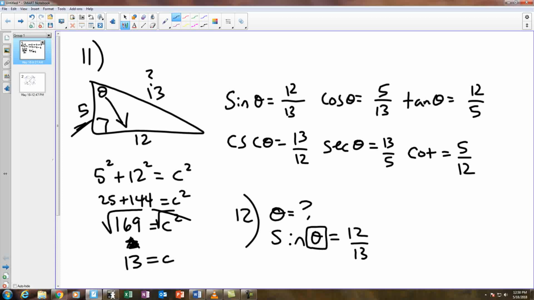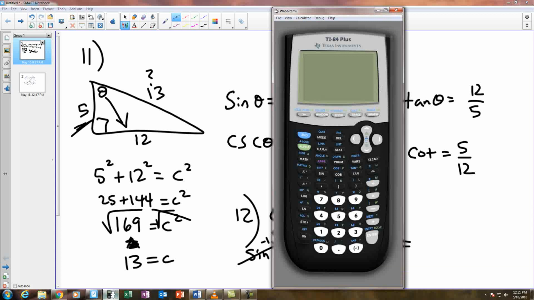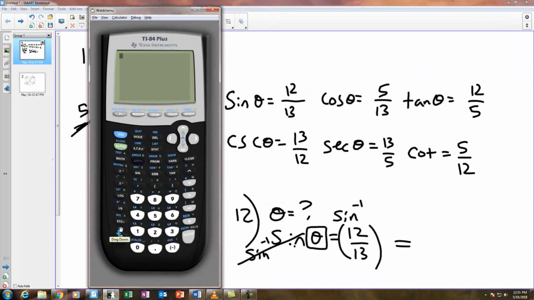To do that, we're going to have to remove this sine function. To remove a sine function, we use a sine inverse. So I'll take the sine inverse of both sides, and that should give me theta all alone. So I'm going to grab my calculator, and I've already checked that my mode is in degree mode. It's important you're aware of that. I'm going to take second sine of 12 over 13.